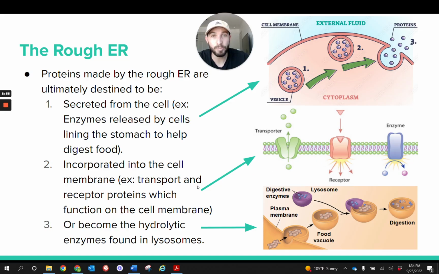And then lastly, some of those proteins made in the rough ER are going to become hydrolytic enzymes that are found in lysosomes.